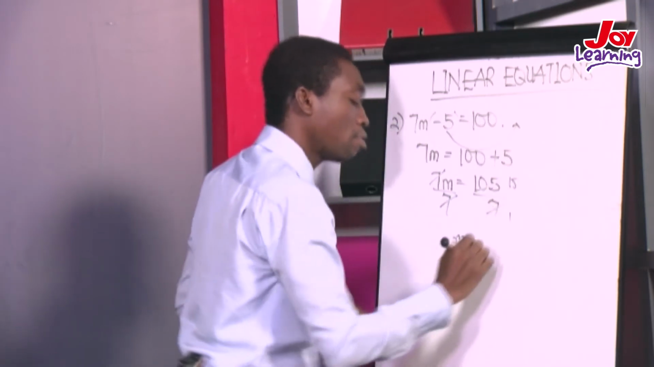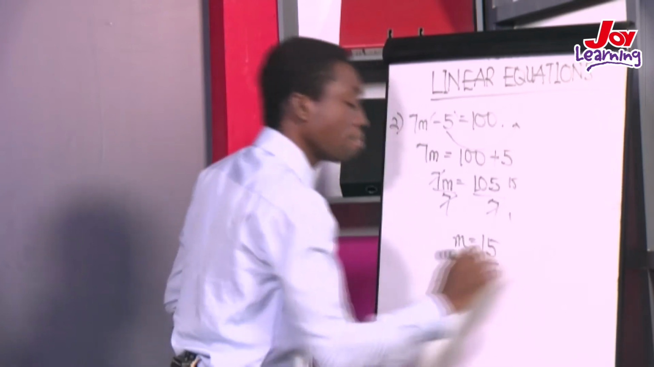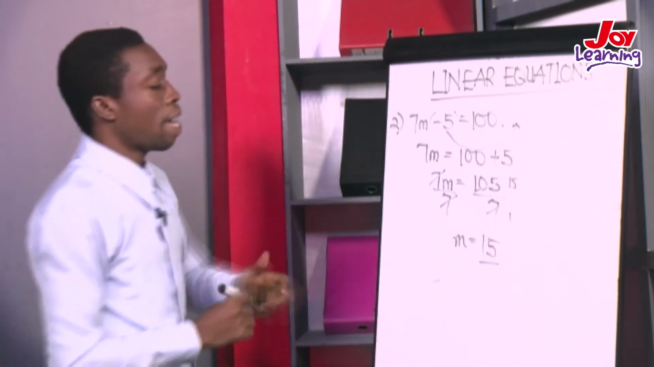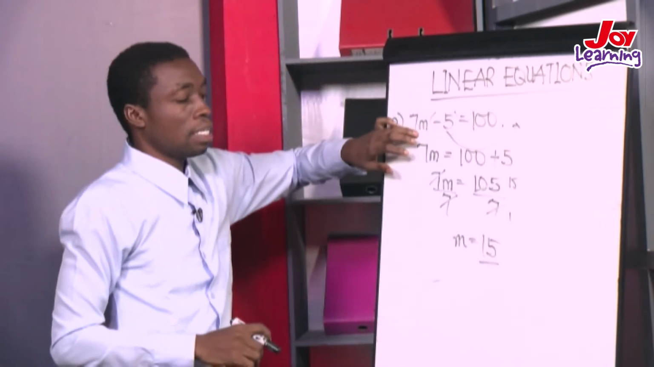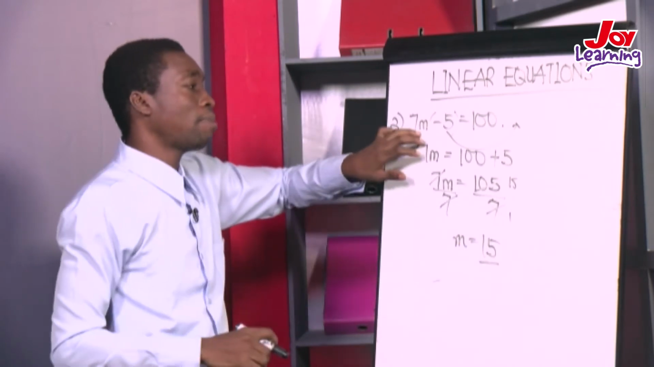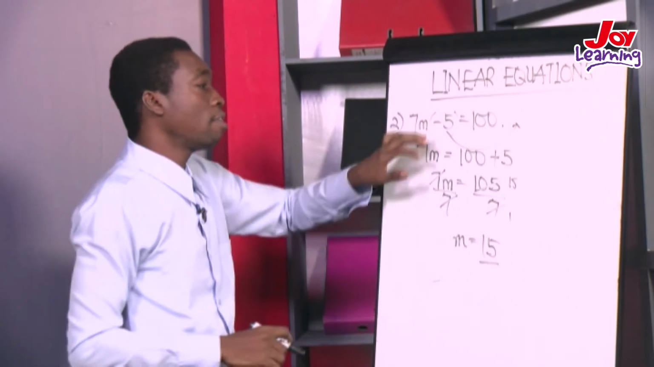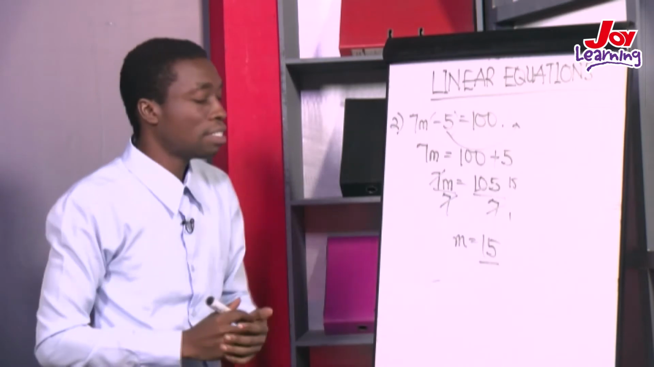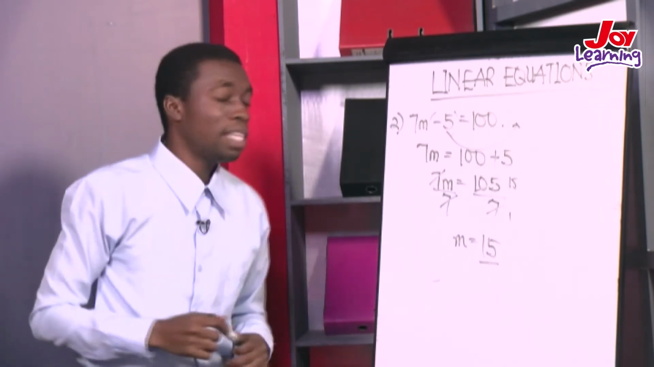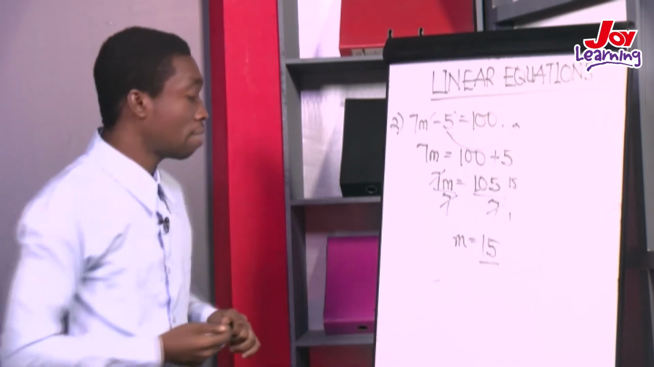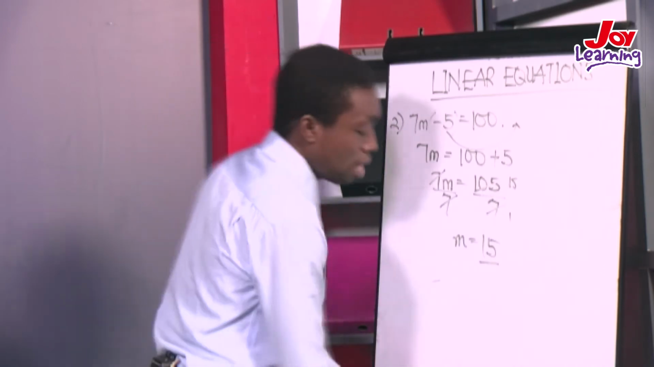So 15 over 1. So m is equal to what? 15. Okay, so our m value over here is 15. If you put this 15 here, you multiply by 7 back, you get 105. You subtract 5 from it, you get 100. So the value for m in the second question is 15. Now let's take a look at the other questions.